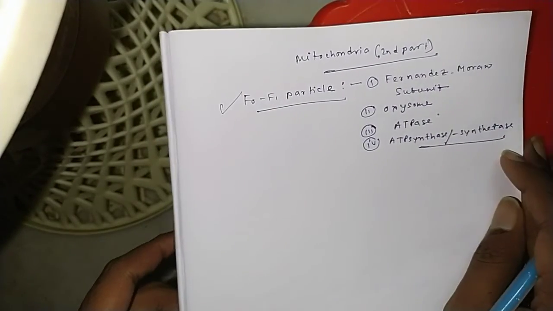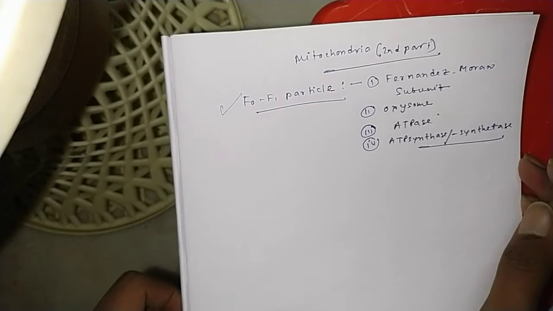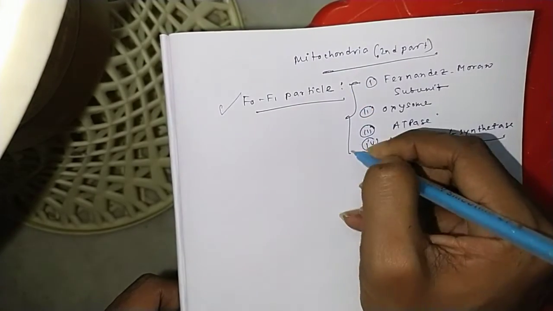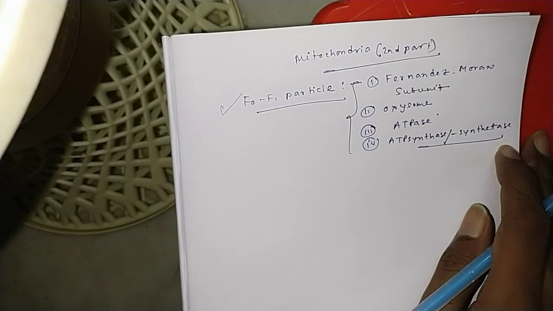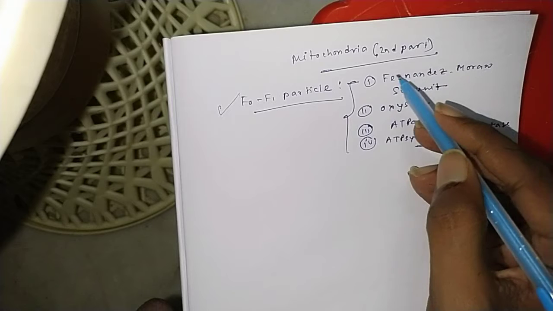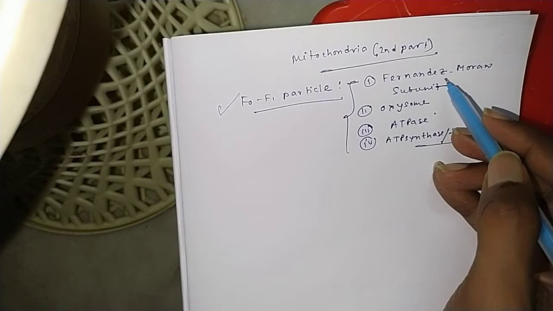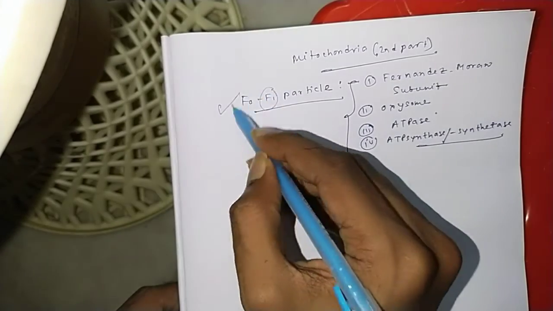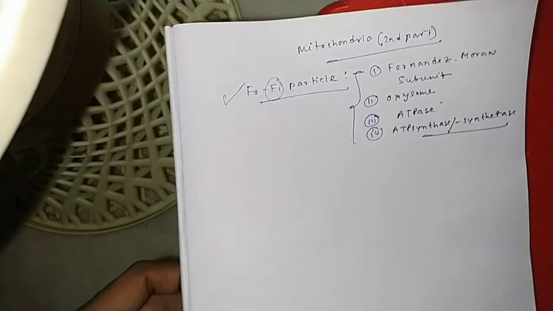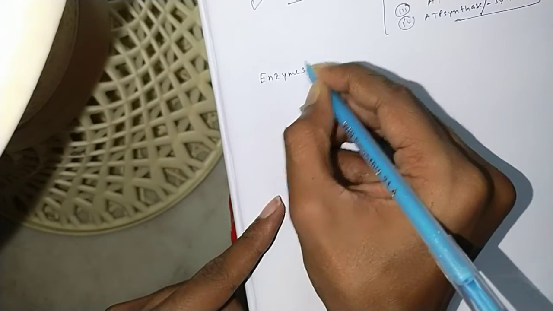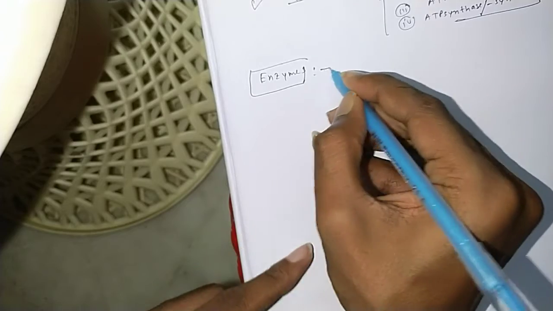In case we have been given any question in examination, you can easily detect what the question tells if you have knowledge of all the names of F0, F1 particle. Now F1 is the head part and F0 is the base part. Now let us talk about the enzymes that are present in mitochondria.